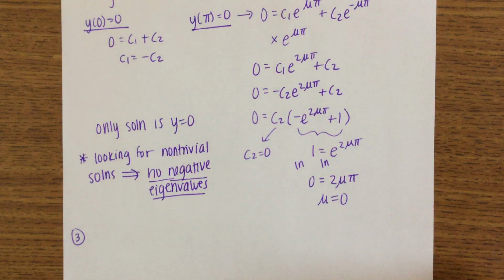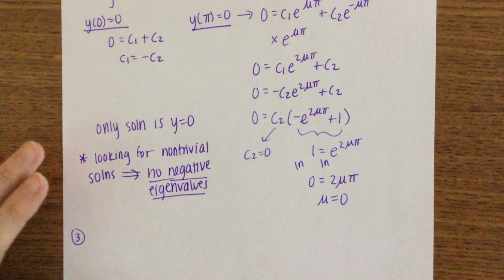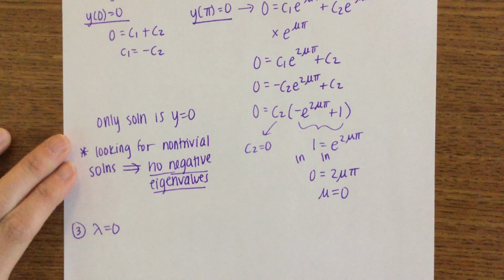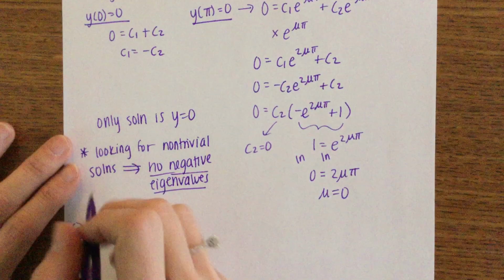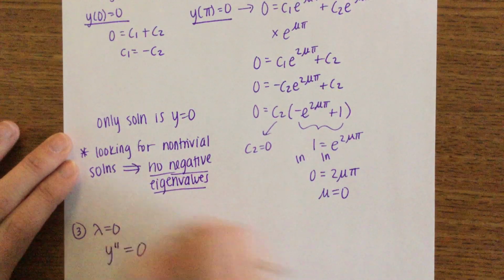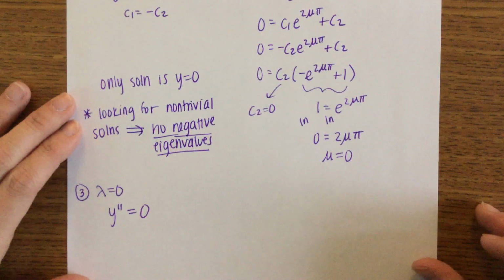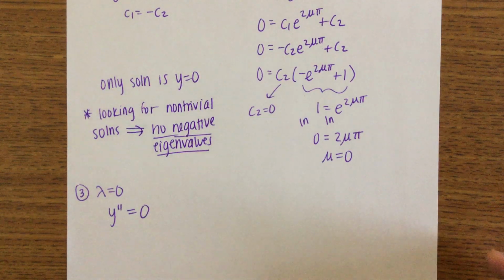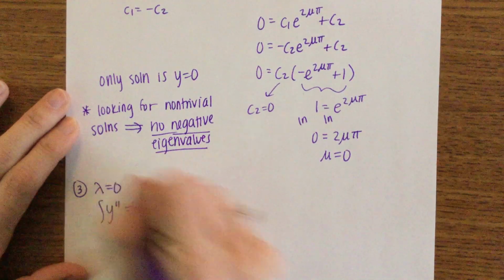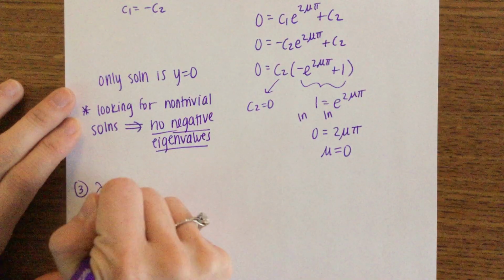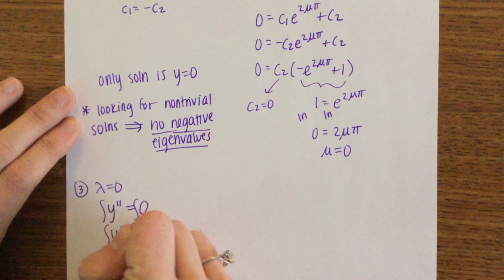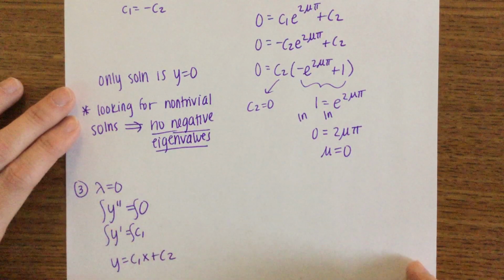So positive eigenvalues we need to consider, negative eigenvalues we do not need to consider. Last one is if lambda is in fact 0. We then would end up with y double prime equals 0. How do I solve this? Yeah, just integrate. So this will give me y prime equals c1. Integrating again, y equals c1x plus c2.